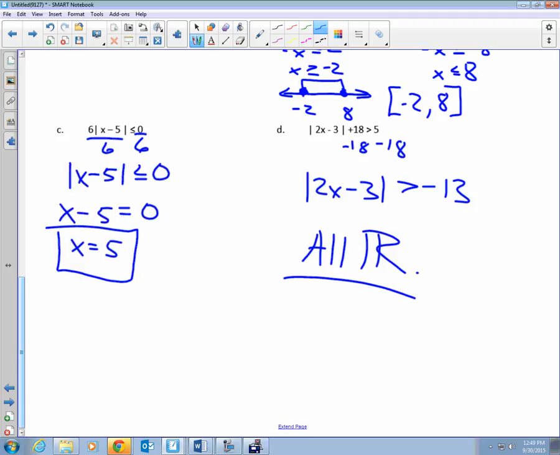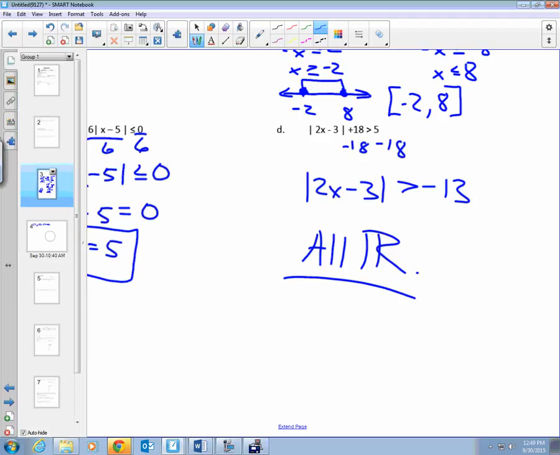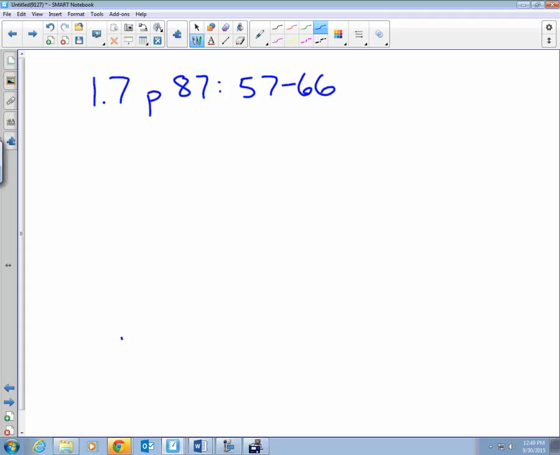Short lesson, short assignment, lots of work time. Thank you, Mr. Gaines. Section 1.7, page 87, problems 57 through 66. Enjoy the short lesson. Get to work. We got a long day tomorrow.